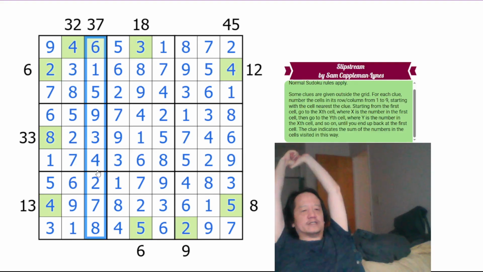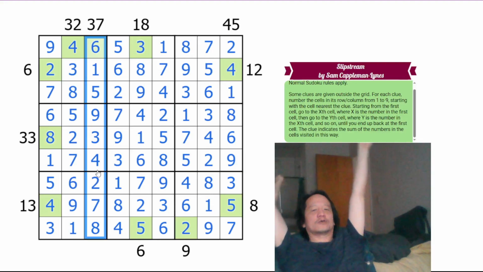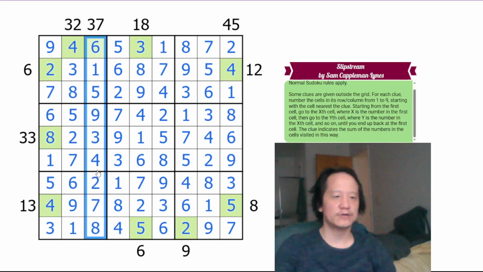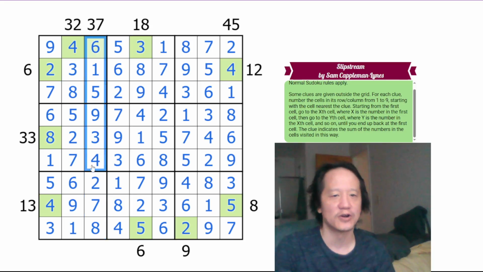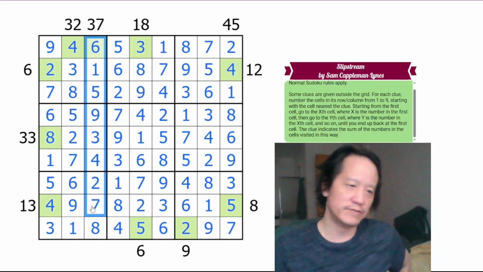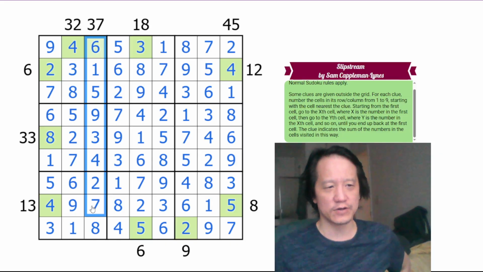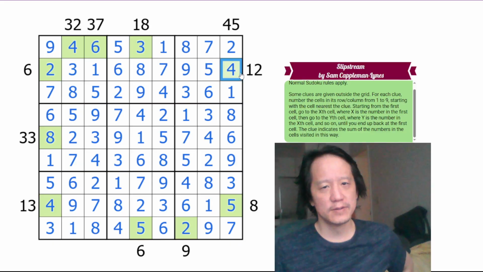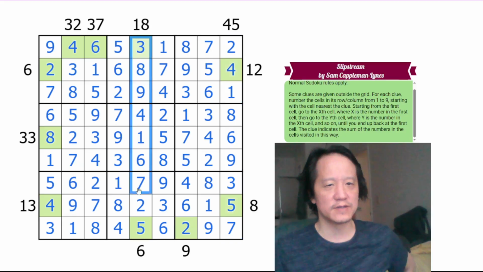Maybe because I'm just so used to killer cage Sudokus, I recognize some of these patterns and then how it actually has to interact with each other. It seemed fairly straightforward for me, but I don't know. Maybe it is a hard puzzle.